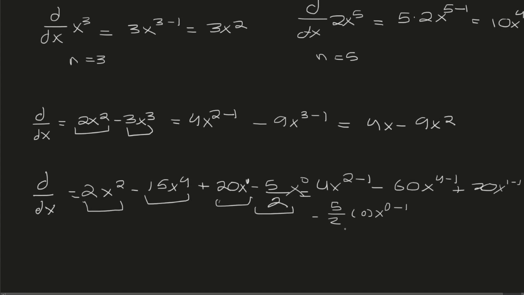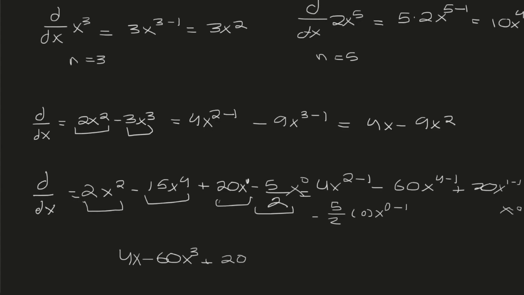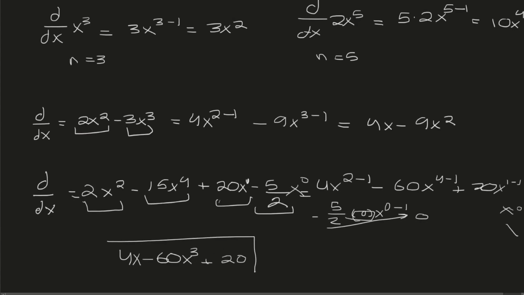Now let's evaluate all of this together. 4x to the 2 minus 1 is just 4x, minus 60x to the 4 minus 1 is just 60x cubed, plus 20x to the 1 minus 1 is x to the 0, which is 1. So that just remains as 20. And here, we have a 0, so the entire term cancels out to be 0. So at the end, this is our final derivative using the power rule.